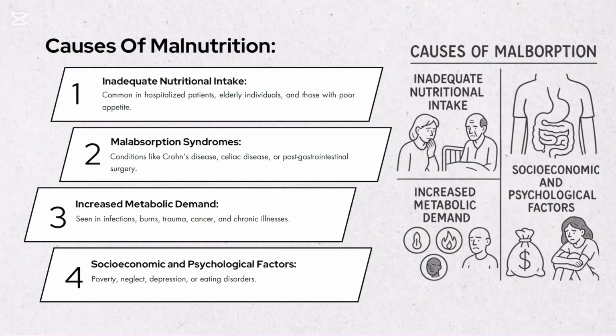And finally, socioeconomic and psychological factors. Issues like poverty, neglect, depression, or eating disorders can significantly interfere with a person's ability to obtain or consume adequate nutrition. Understanding these causes helps us as nurses to identify at-risk individuals and tailor interventions accordingly.